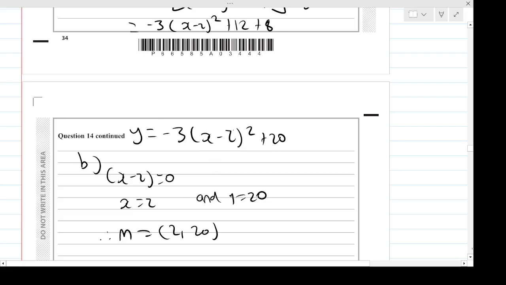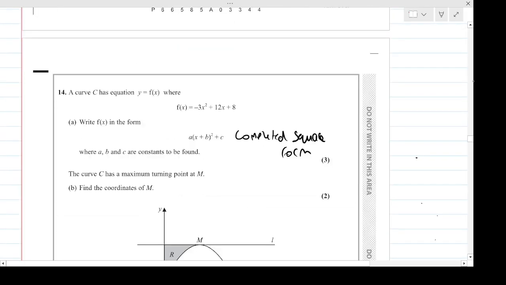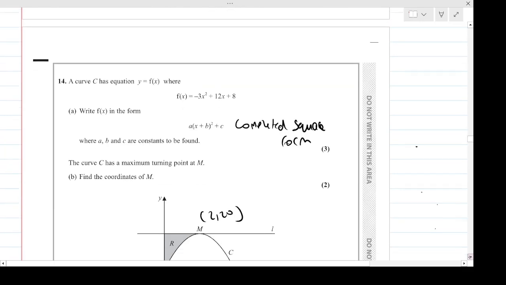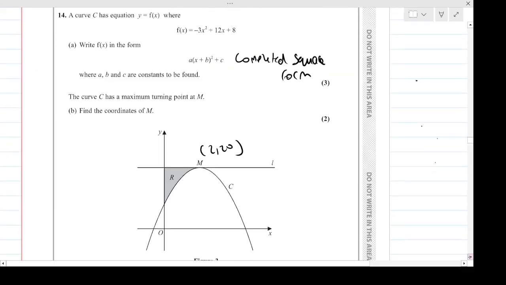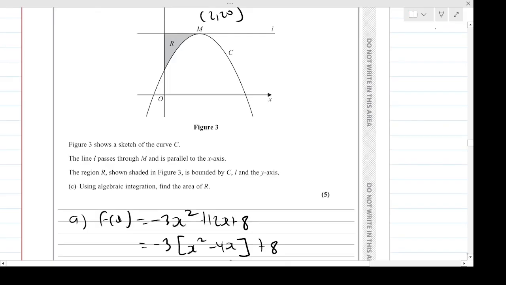So actually I can add that point on. So M is 2, 20. Yeah. Okay. Now I'm given the graph here. I'm given a sketch of the curve, and I'm also given this line L here through M, and it's parallel to the x-axis. The region R, as you can see here, is there. That's the region. We need to find the area using integration.